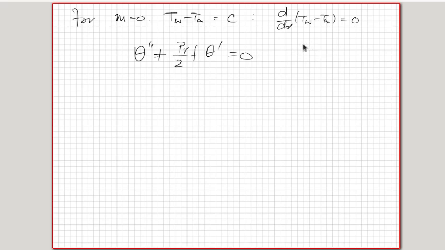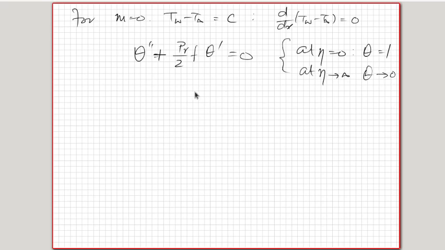And what are the boundary conditions? At eta equal to 0, T is equal to T wall, so theta, which is (T minus T infinity) divided by (T wall minus T infinity), is equal to 1, right? And at eta tends to infinity, theta goes to 0.